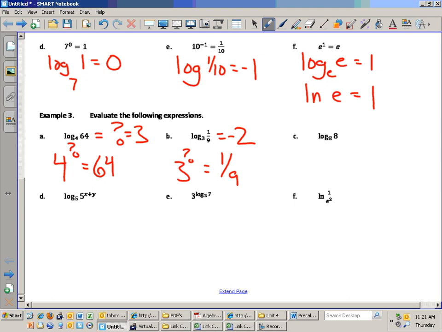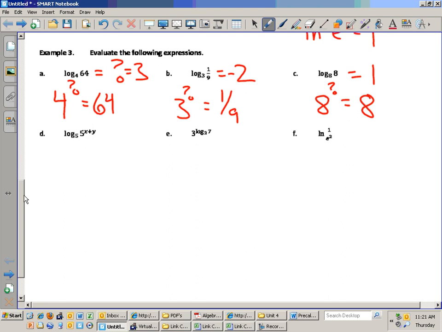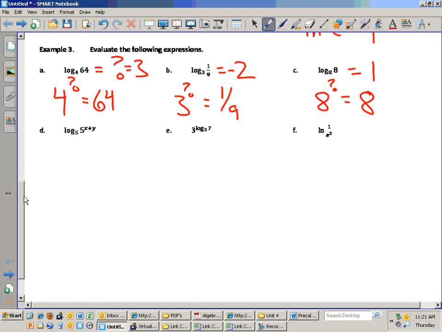Log base 8 of 8. Very good. 8 to some power is 8, namely the first power. So again, logarithms give us exponents. They give us exponents. Uh-oh, this was kind of tricky. Log base 5 of 5 to the x plus y. Yeah, these undo each other, okay? Those are inverses, so you're just left with the exponent. How about the next one? 7. Yeah, the 3 and the log base 3, those undo each other. They are inverses, and you're left with 7.